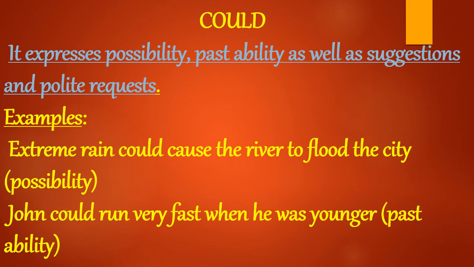And in past ability, one more example is given here. John could run very fast when he was younger. Means if I have to say this sentence in present, then I will say John can run very fast. Means at present he has the ability of running very fast. But if we have to express his past ability, there we use could.